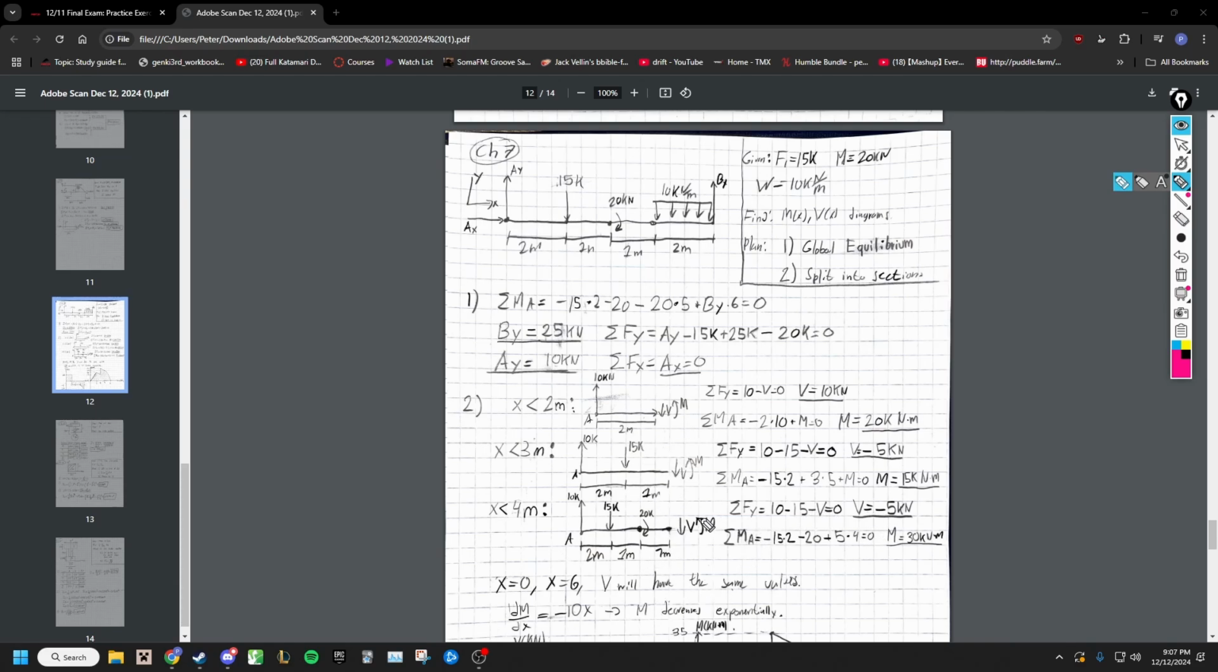And our V is still the same because no new forces have been added, but our moment increases by about 15k. So when we get to greater than 10k, we don't actually have to analyze this, because what we know is that at the end, this will have a magnitude.